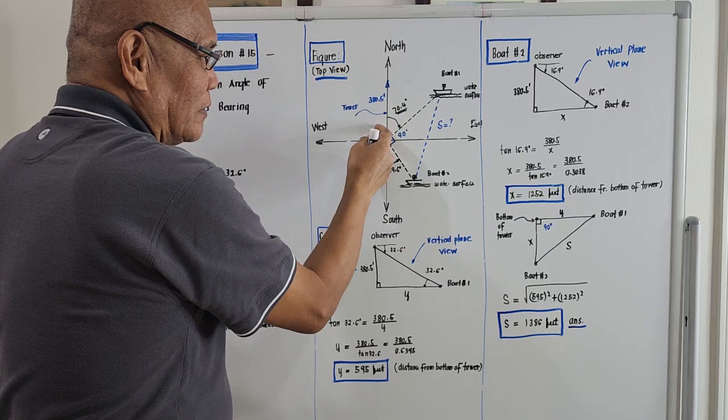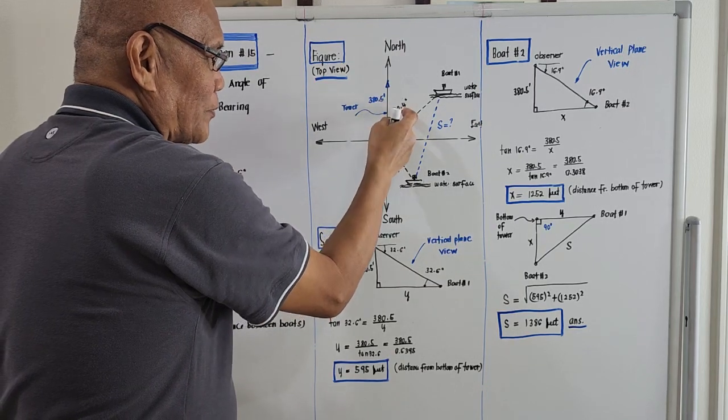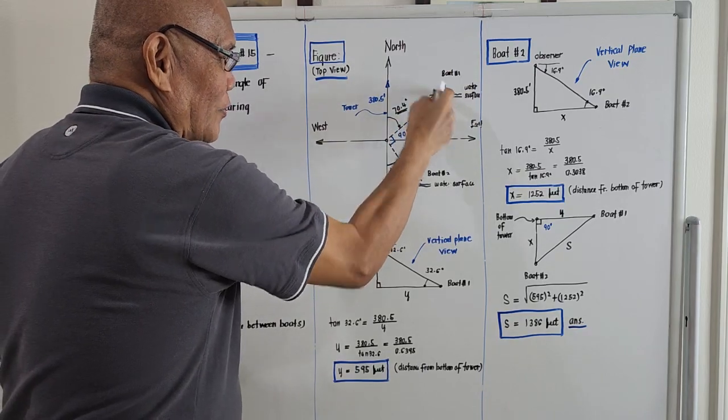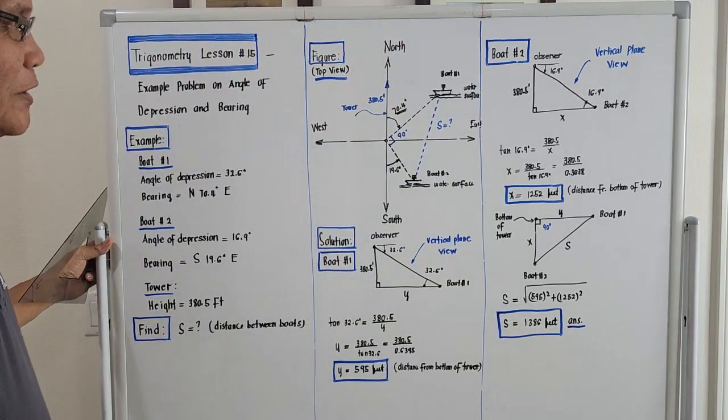This is the reference line, right? It goes 70.4 degrees. So if we try to draw a line over here, that's the boat. Okay? That's the boat.